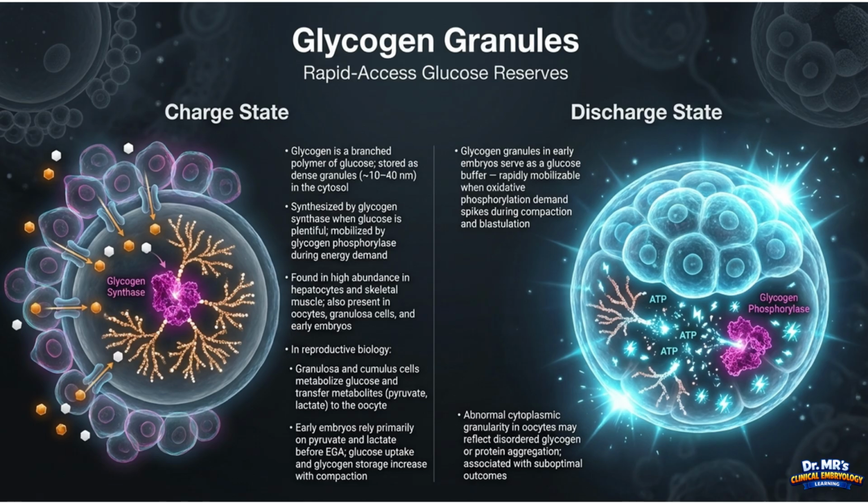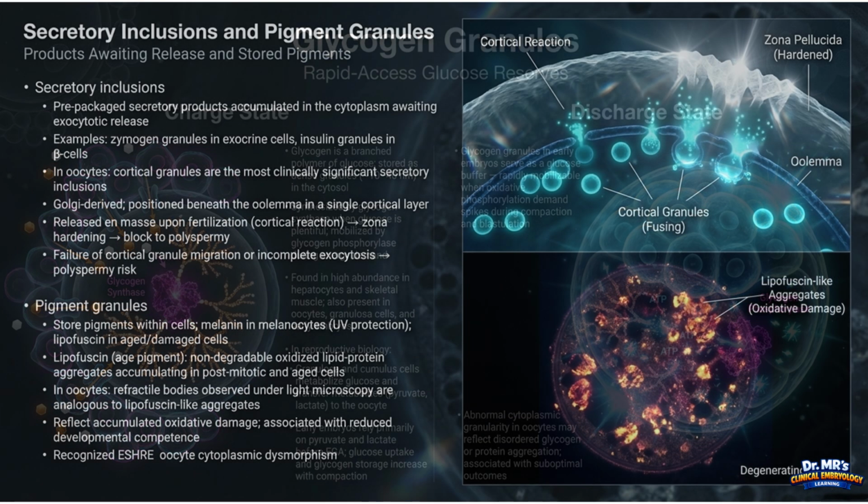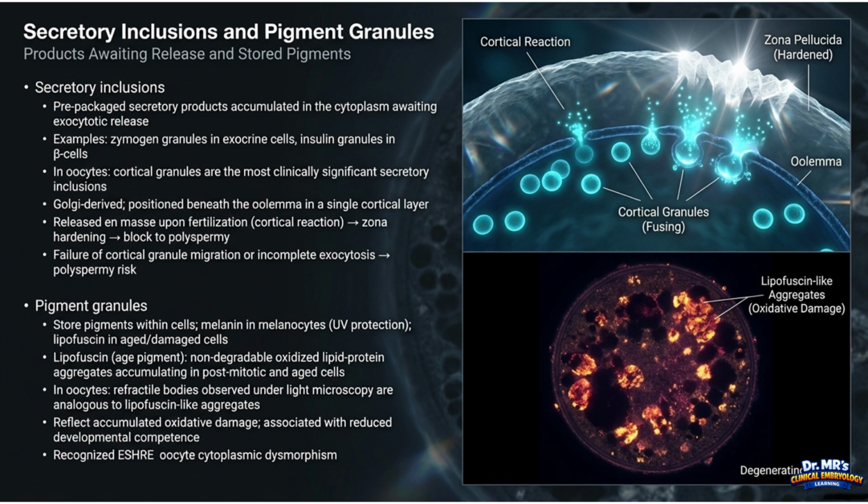distribution of metabolic machinery. From energy reserves, let's move to the third category of inclusions, the secretory products and pigment granules. Secretory inclusions are prepackaged products that have been synthesized, processed through the Golgi apparatus, and packaged into vesicles, awaiting the signal to be released by exocytosis.